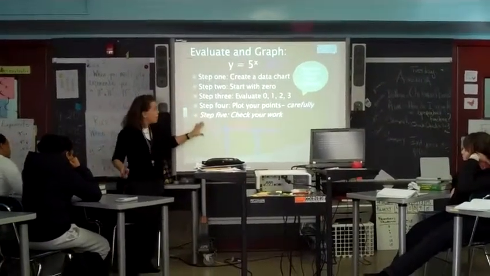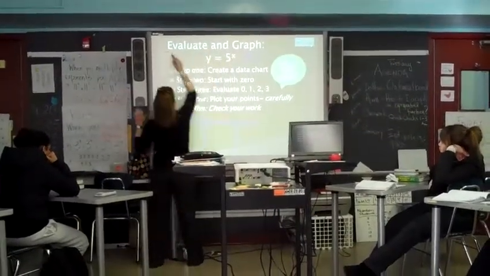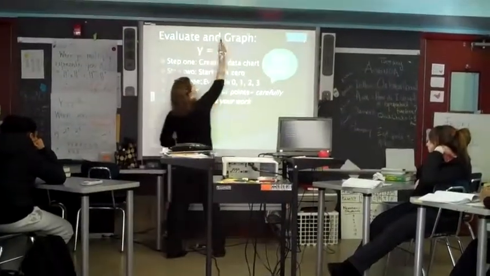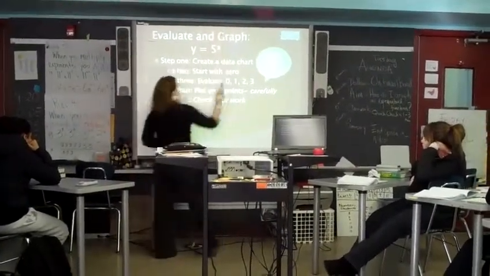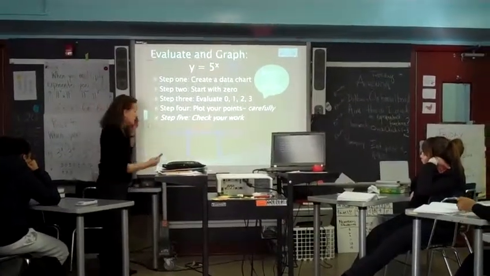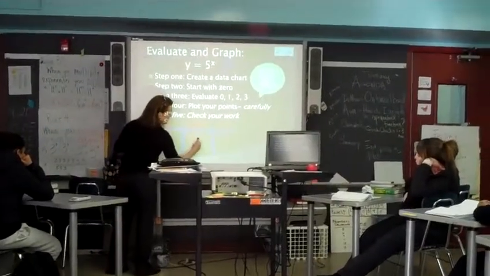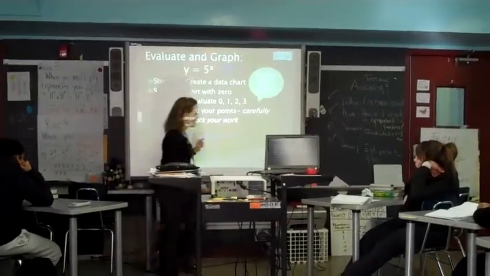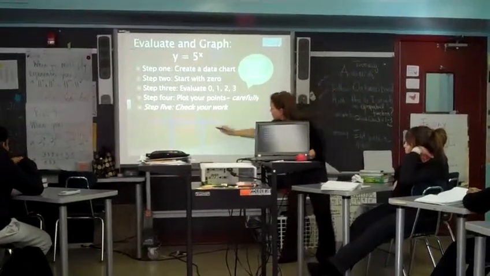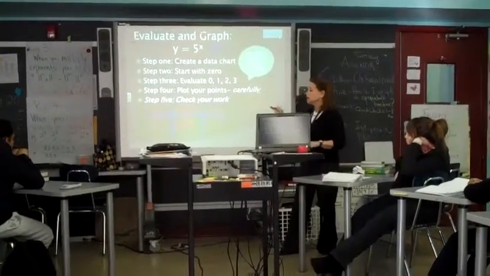Okay, so here's my equation, and my instructions are to evaluate. That's my first verb. My second verb is to graph. So evaluating, I'm going to start with 0. That's always a good place to start. When x is 0, y equals 5 raised to the 0 power, and we just established that anything raised to the 0 power is 1. So my first data pair is x is 0, y is 1.